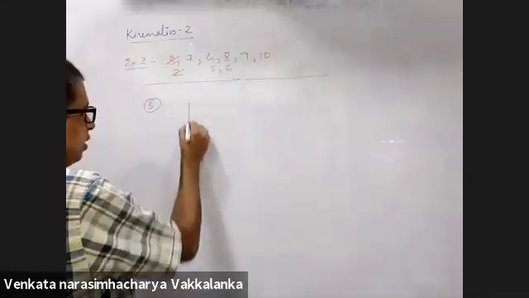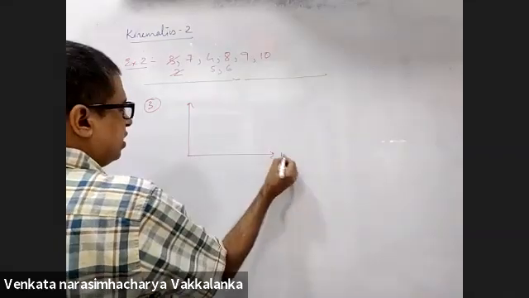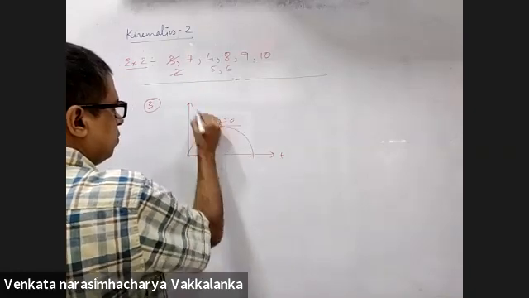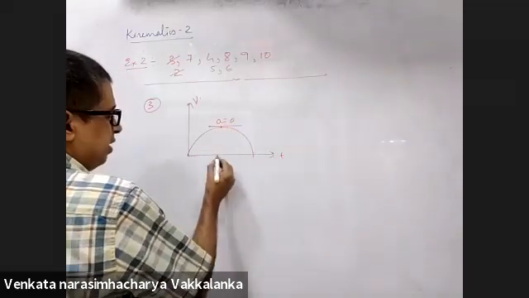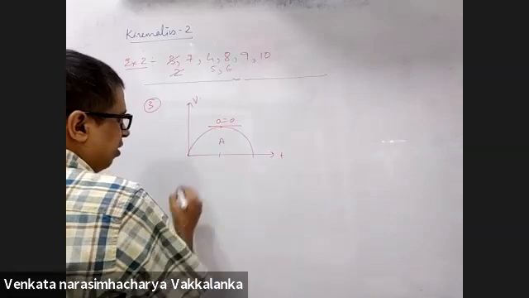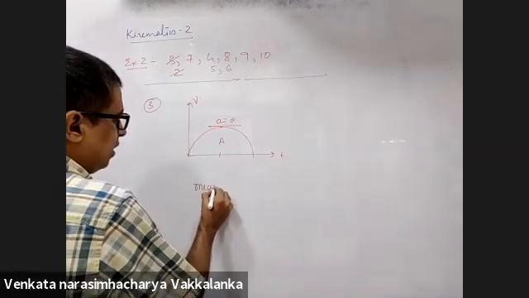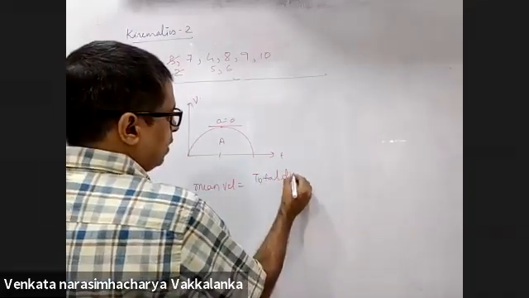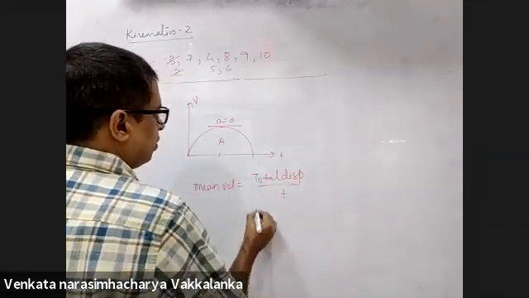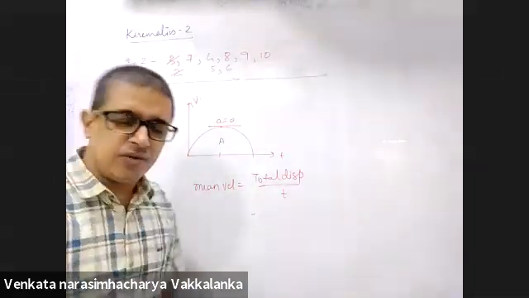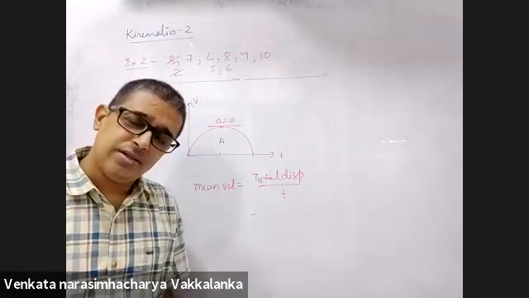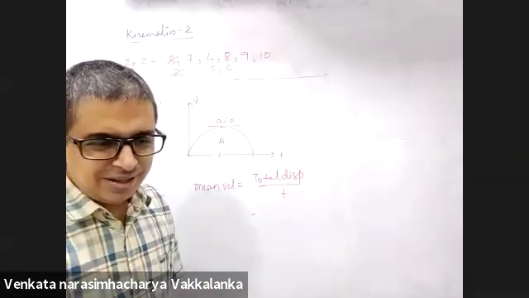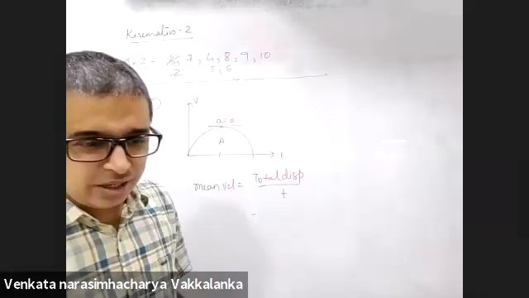Question number 3 is again quite easy. This is a velocity time graph. Here acceleration becomes 0 because dv by dt is 0. Mean velocity will be total displacement by total time. The area of this semicircle divided by time. Yes, sir. Acceleration will be 0 at the topmost point.